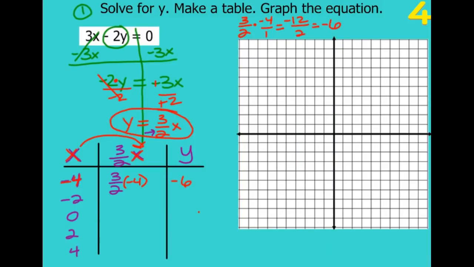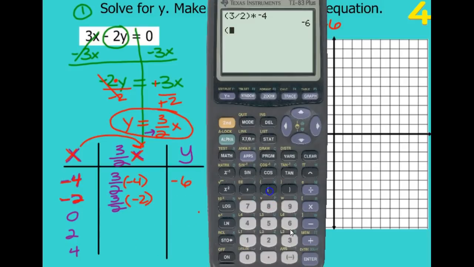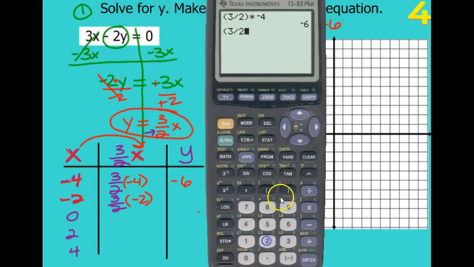Let's try again. 3 over 2 this time, times, or multiplied by negative 2. I'm going to plug this one in my calculator. 3 divided by 2 times negative 2. We get a negative 3.